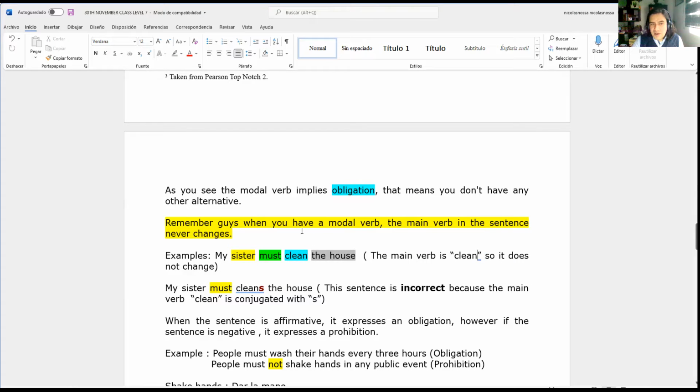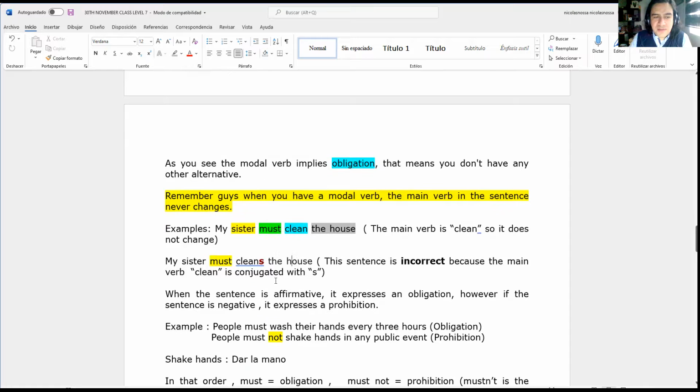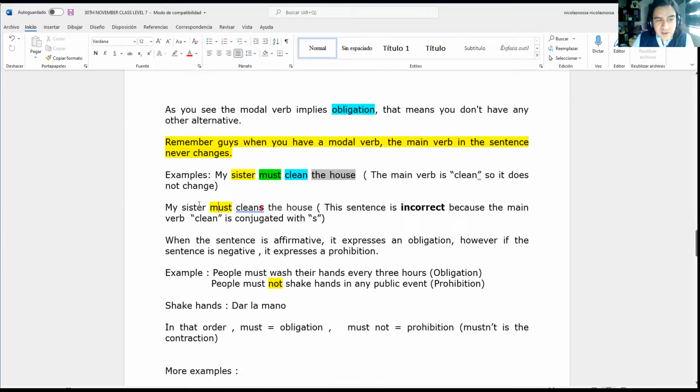So, no cambia, no le voy a poner ese, como pronto lo puse acá en este ejemplo. The verb is the same, ¿ok? My sister must clean the house. Mi hermana debe limpiar la casa, ¿ok? Eso sería incorrecto, por ejemplo, my sister must cleans. De hecho, hasta el autocorrector me lo está señalando. My sister must cleans the house. This sentence is incorrect because the main verb clean is conjugated with S.